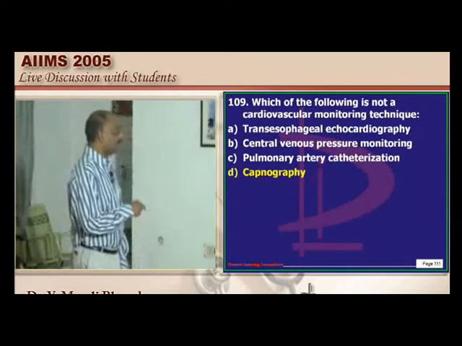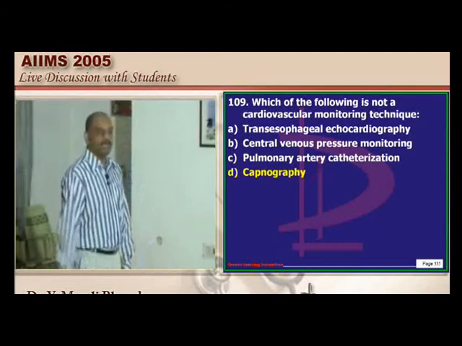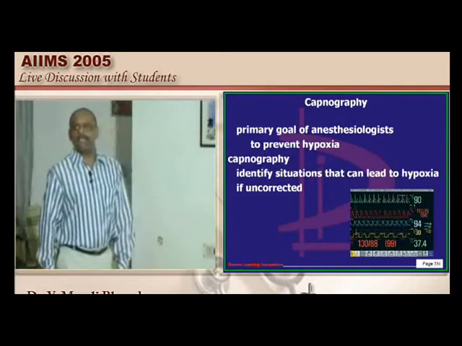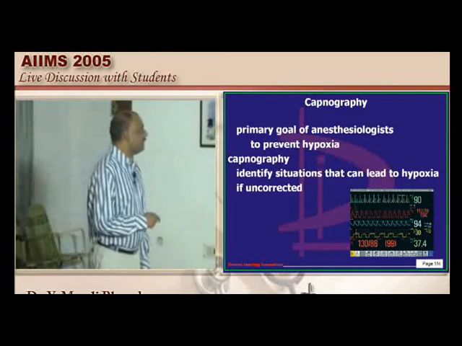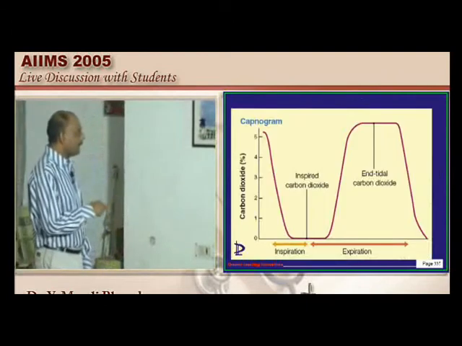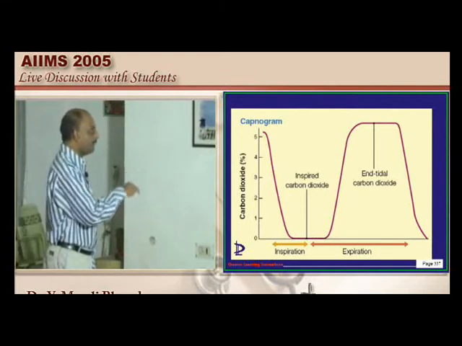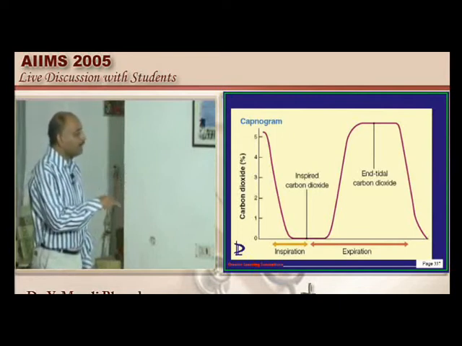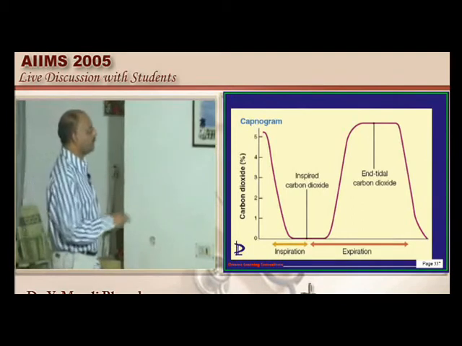Cardiovascular monitoring technique, out of all these, which is not the one? Capnography and pulse oximetry are not cardiovascular monitoring techniques, doctor, whereas all the remaining are. The primary goal of any anesthesiologist is to prevent hypoxia. So capnography will identify those situations that lead to hypoxia. This will be a typical inspired carbon dioxide and tidal carbon dioxide. It is continuously monitored and a curve is generated with inspiration and expiration, appearing on the monitor. So basically capnography is only to know about the degree of hypoxia. It has nothing to do with cardiovascular monitoring, which needs to be remembered.